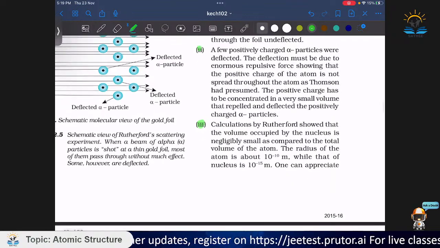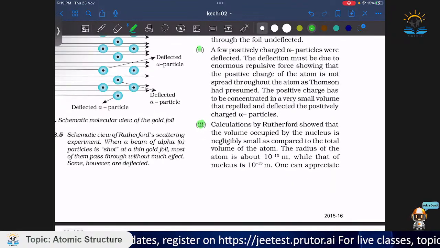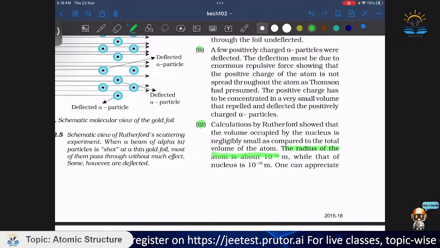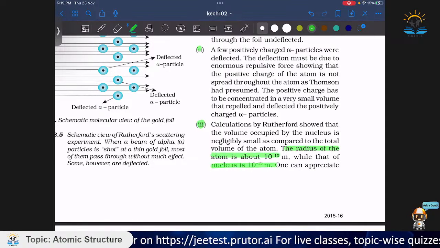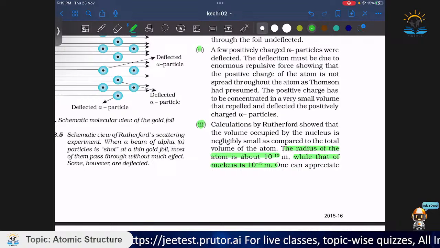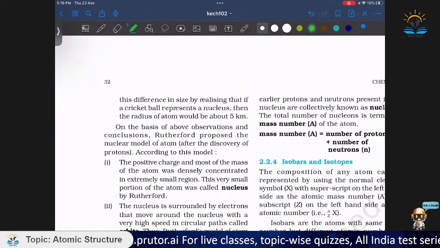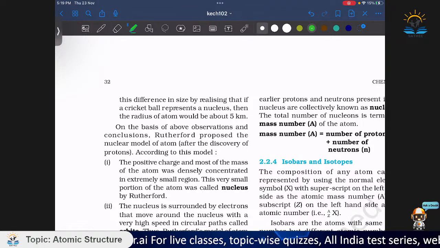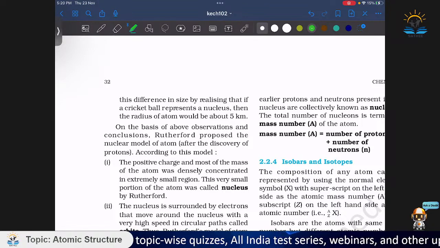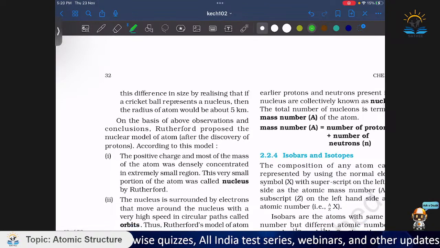And the calculations showed that the radius of the atom is 10 to the power minus 10, but the radius of the nucleus is 10 to the power minus 15. So he said that the place where positive charges are concentrated is the nucleus, and it is about 10 to the power minus 5 times smaller than the radius of the whole atom. Now he proposed his theory.